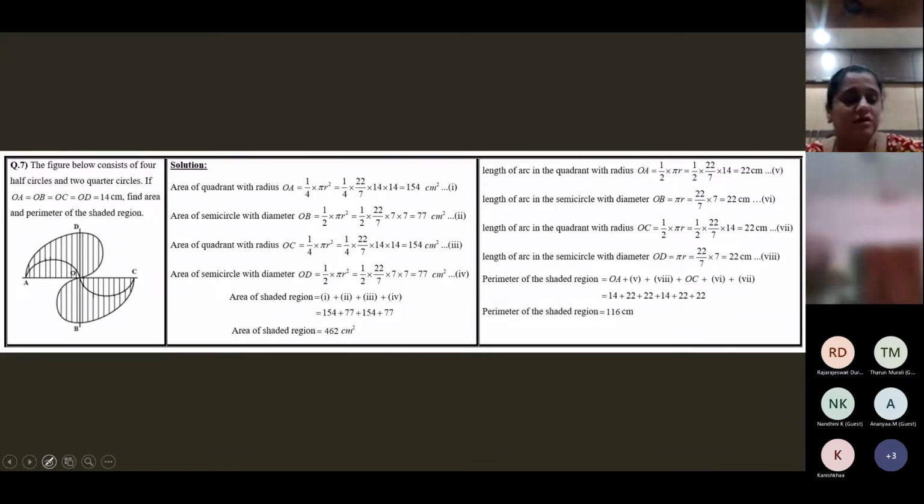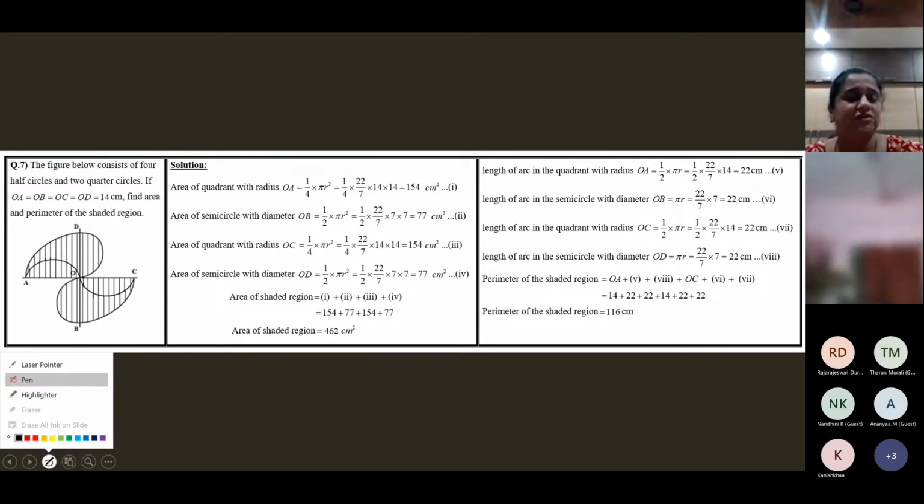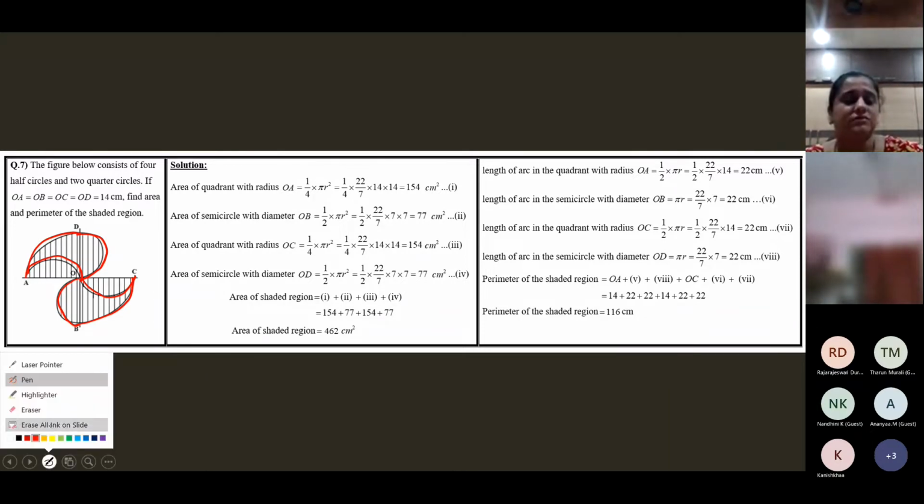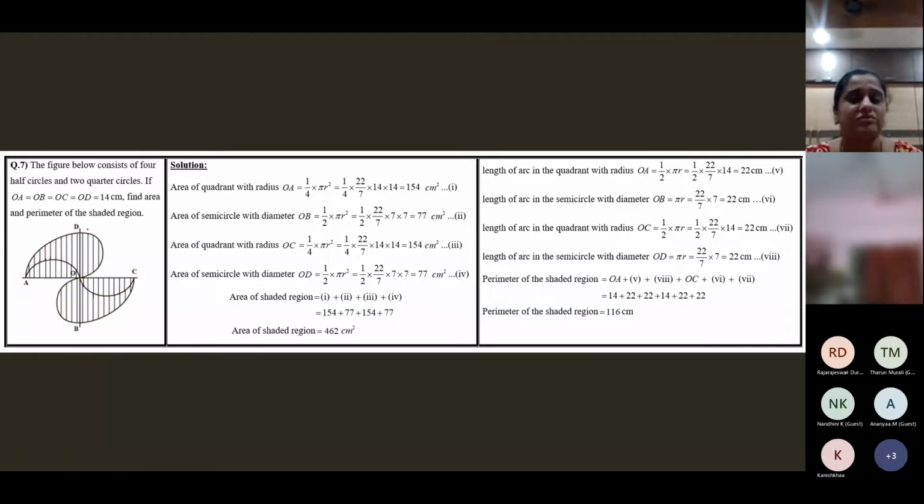Now see here. How do we find the area and perimeter of the shaded region is the question. It's given that this figure is made up of 4 semicircles, 4 half circles, and 2 quarter circles. See, this is one semicircle, semicircle, semicircle, semicircle, and 2 quarter circles: quarter circle, quarter circle. Like that you get the figure. I've traced the figure. We'll do it again.